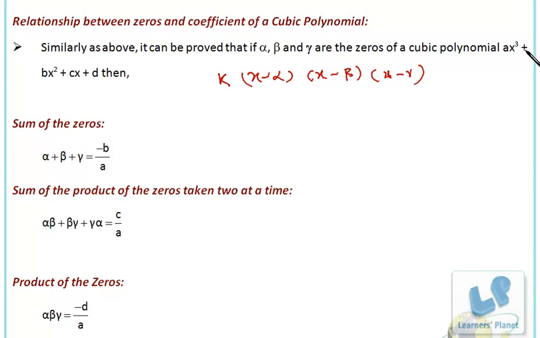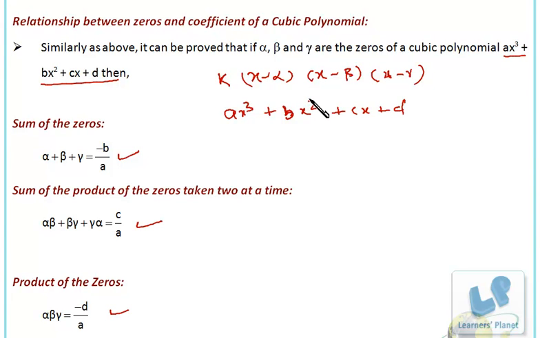If I represent this as ax cube plus bx square plus cx plus d, and you make the comparison, you'll get alpha plus beta plus gamma is minus b by a, alpha beta plus beta gamma plus gamma alpha is c by a, and the product of the zeros, alpha beta gamma, is minus d by a. So you just have to learn the results, because this complete elaboration is not asked in the exam. But you have to be clear about the results.